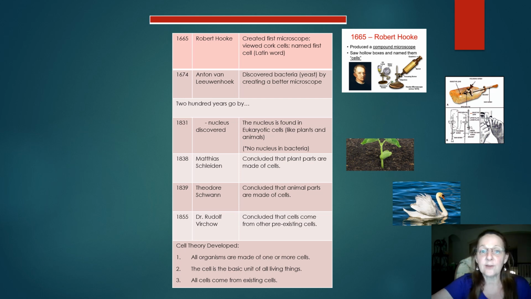Then a few years later, Anton von Leeuwenhoek, we remember his name, Anton von Leeuwenhoek, discovered bacteria. So think of something nasty, choking, and that's a bacteria. But you're thinking bad bacteria, but he actually saw good bacteria, which is yeast. And he did that by creating a better microscope.